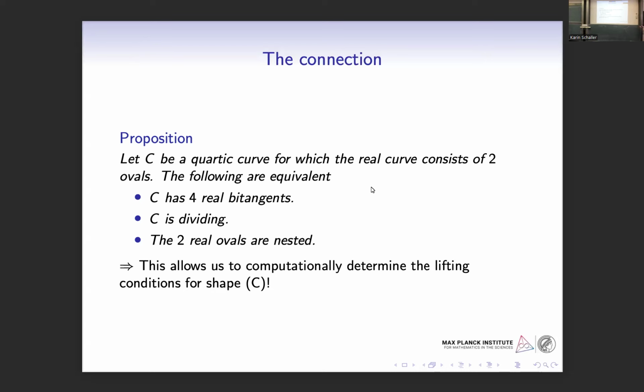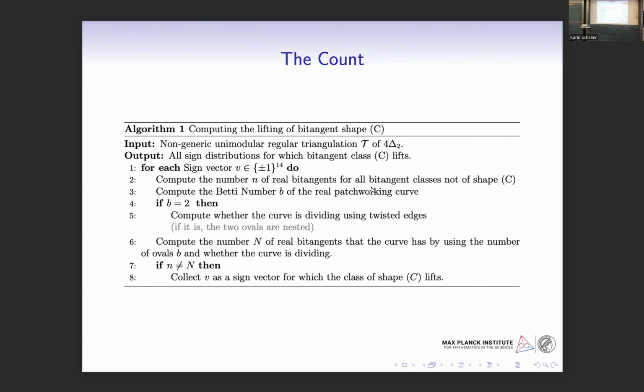I know how many I can see, and that tells me what's the difference, and this tells me whether shape C lifts or not. And yeah, this is the algorithm. I determine all the others. For any non-generic unimodular triangulation, I go over all these 2 to the power of 14 sign vectors. I compute the number of real bitangents that I can compute, and then I compute the Betti number.